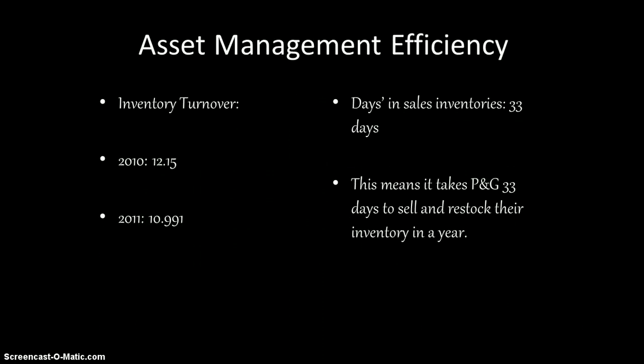Next, we'll move on to asset management efficiency. In 2010, Procter & Gamble had an inventory turnover of 12.15 that dropped to 10.99 in 2011. A low inventory turnover means the firm is selling and restocking their inventory about 10 to 11 times a year. With 33 days in sales inventories, that means that Procter & Gamble sells their inventory pretty quickly instead of it just sitting in their buildings and losing money. The inventory turnover may seem like a low number, but P&G invests a lot in their inventory and products. Collecting on sales 12 times is a relatively low number, and it's why it seems assets are more than liabilities.